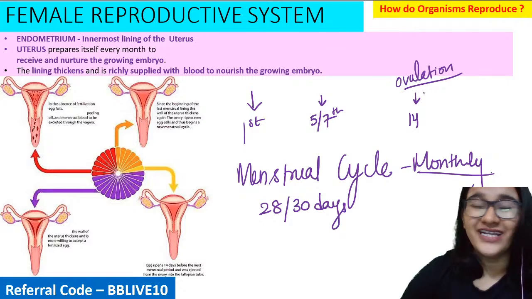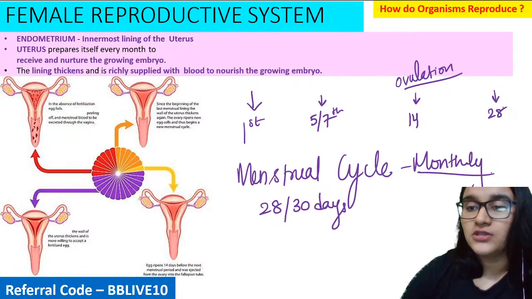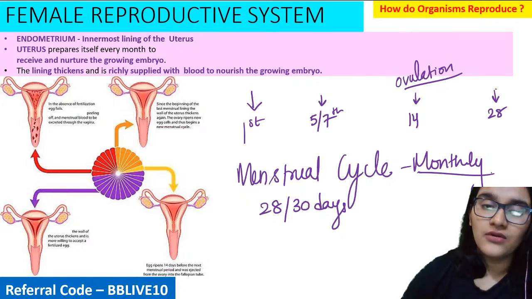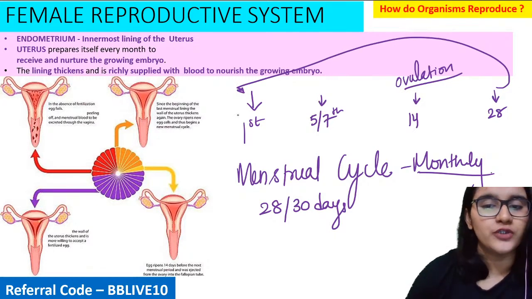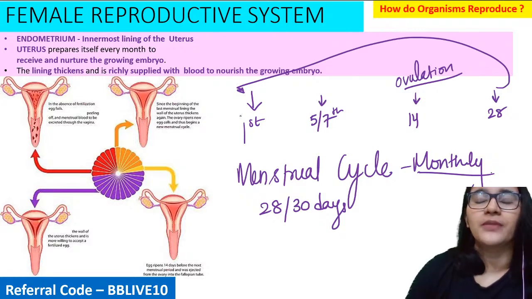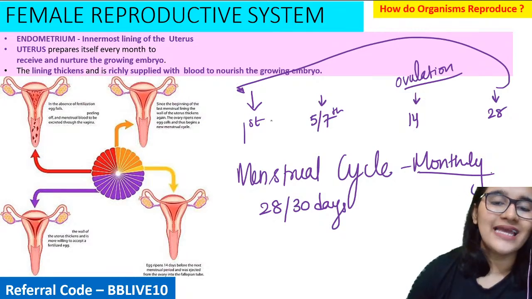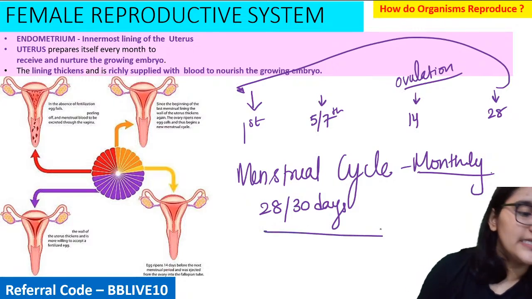But what if the fertilization does not ever happen? So on the 28th or the 30th day, again, what is going to happen? The first day is going to come. That is, the bleeding is going to start. Understood? And menstruation is going to begin all over again. So this cycle is a monthly cycle as it lasts for 28 to 30 days.